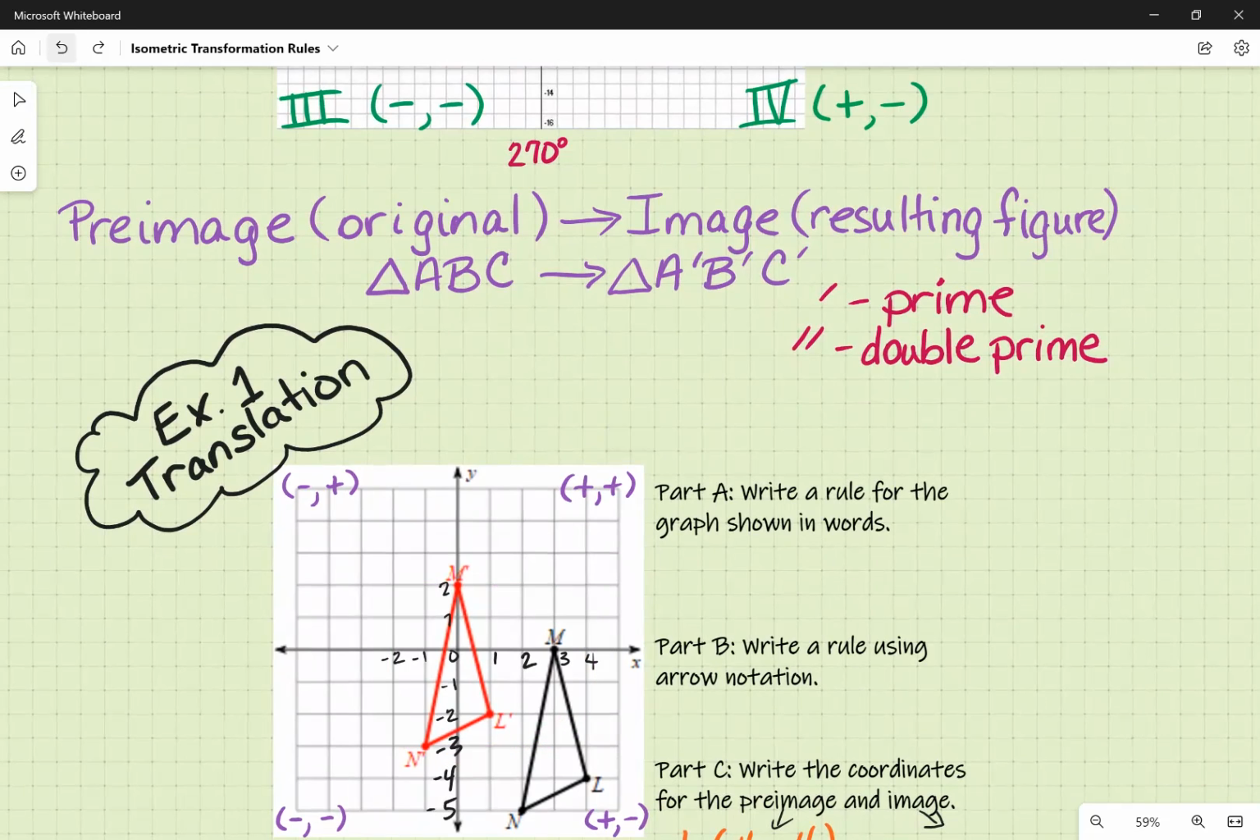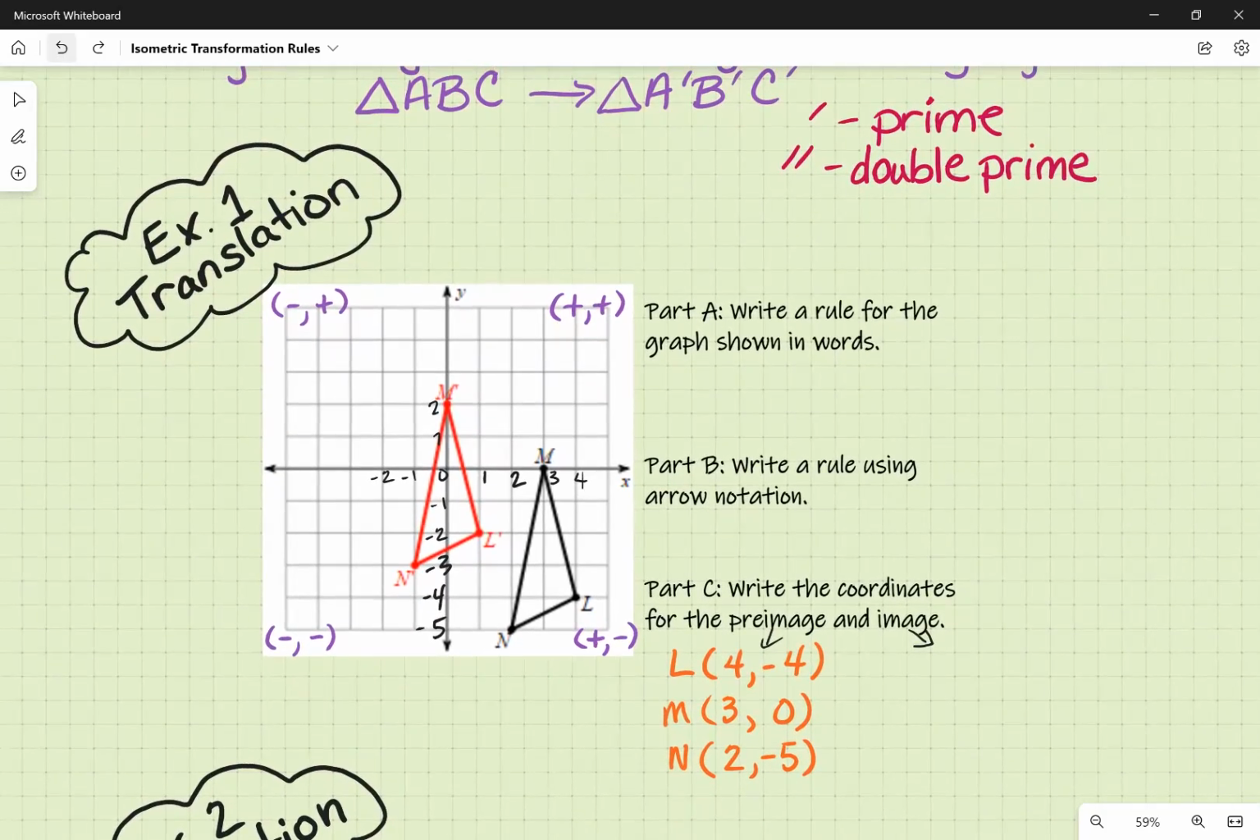You would want to look at how it's labeled. So for instance, triangle ABC is simply ABC, right? But when I go to transform it and I get my resulting figure, which is known as my image, now what I'm going to do is label it with what's called a prime symbol. And if I have multiple transformations, or a double transformation, I'm going to label it with a double prime. For this video, we're just doing one transformation. We're not going to do a double prime.